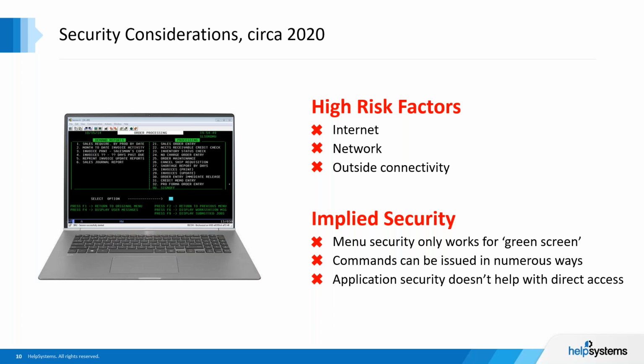However, now that we get into the current day, what we see is that the factors that were really low risk factors or no risk factors back in the 80s suddenly now are high risk factors. Of course, we have the internet. We are connected invariably to a network. And even if we are not directly connecting our IBM I server to the internet, typically through that network, it's going to be able to reach that world and vice versa. Outside connectivity is just a given nowadays.